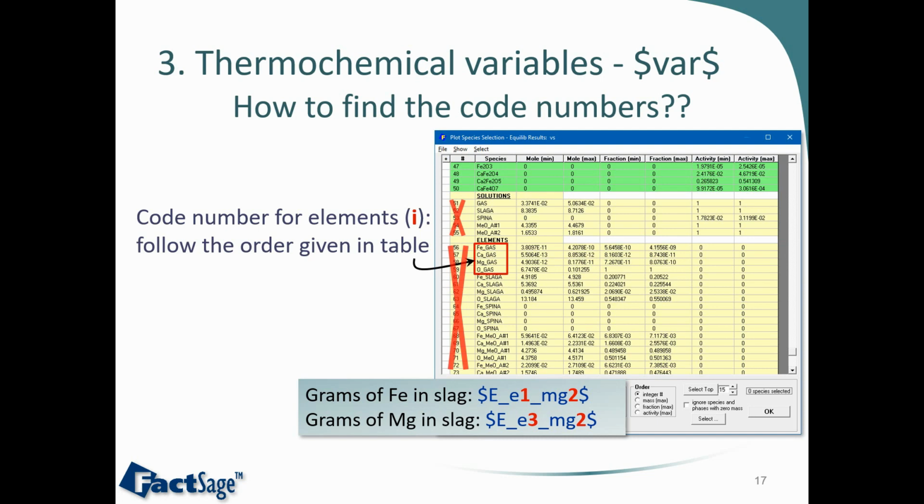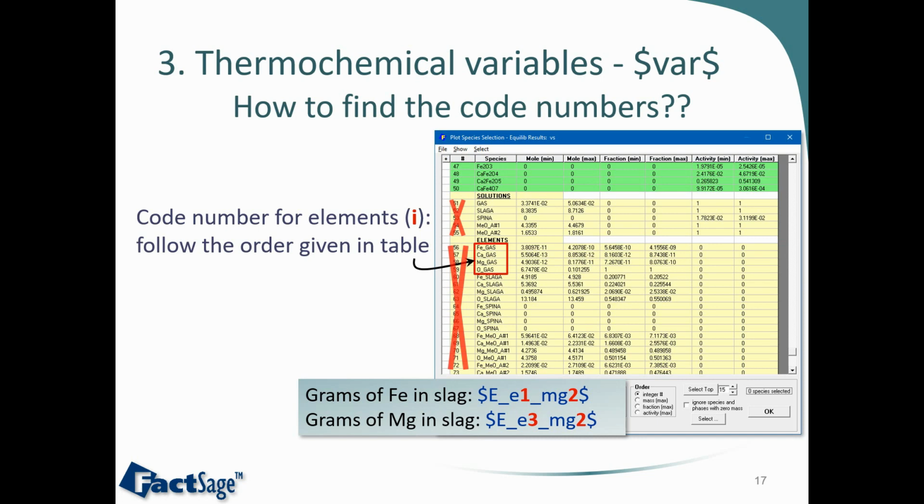So alternatively, you can also use a little macro that automatically lists all the code numbers for elements, solutions, and species from a given equilibrium text file. So I will show that in the next video with the application of a simple processing macro.